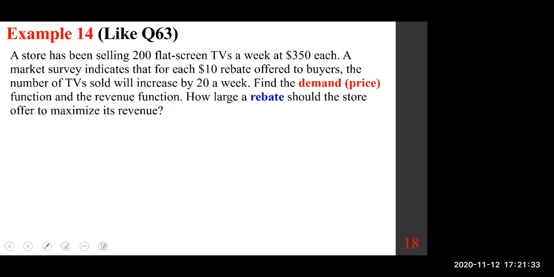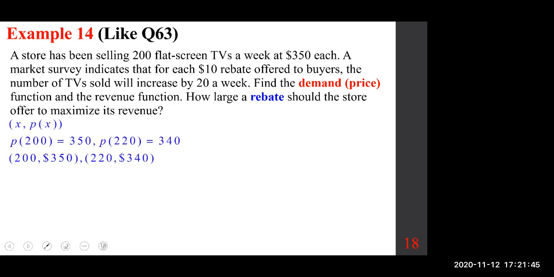There are two ways to handle this. You can look at the second method. I put it in the next page, but here's one way. We are looking at X and P of X, class. Lowercase p represents the price, okay? So when we sell 200 pieces, that means 350. When we sell 220, okay, it's 340, okay?